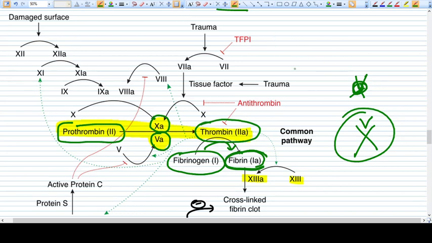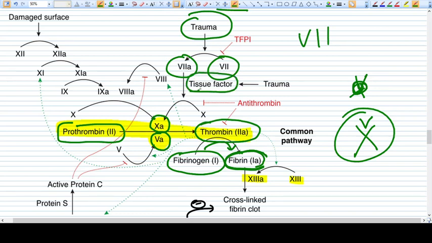When we are talking about the external pathway, extrinsic pathway, there is trauma, there is an injury, and that injury will in turn make factor 7 into activated factor 7. That factor 7, along with tissue factor, which is factor 3, will directly activate factor 10, Stuart-Prower factor.